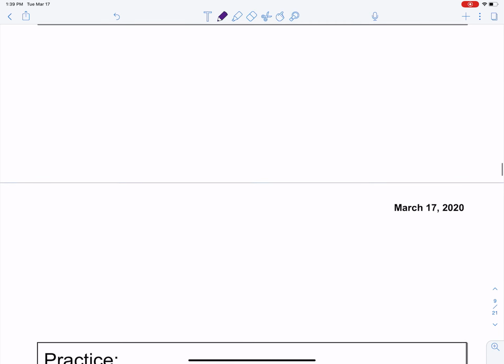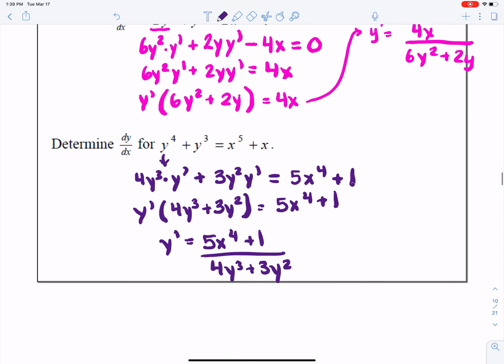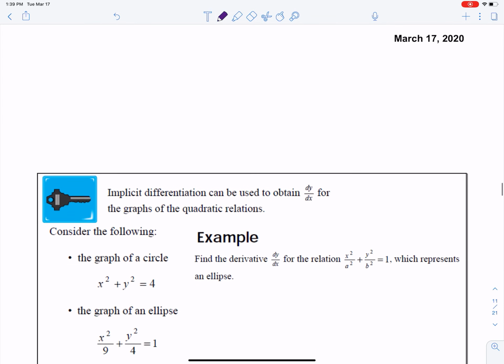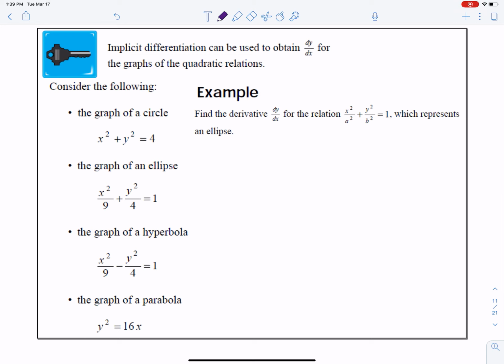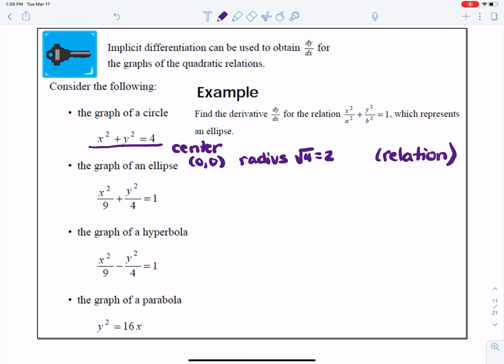So this is the main idea of implicit differentiation, and the difficulty of the questions can vary quite significantly. So you'll notice here, we've talked about the equation of a circle. This is an equation of a circle centered at (0, 0) with radius square root of 4, which is 2. So that gives us a relation here, where it's not really a function we're dealing with, it's a relation. I mean, I could isolate for the y, but I don't really want to, okay?